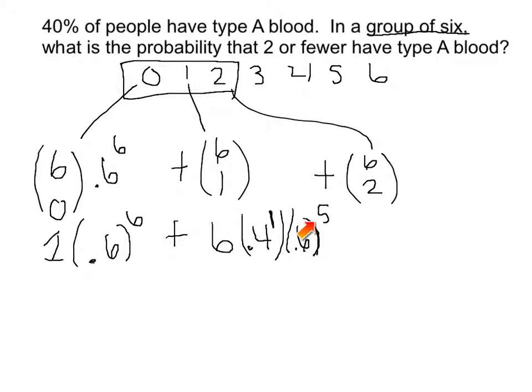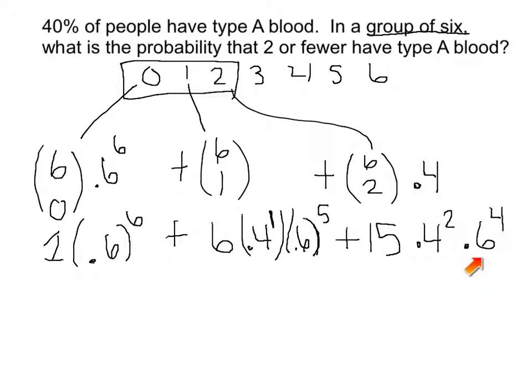Then as we continue, this next number, 6 choose 2, is 15. So there's 15 different ways that you can have 2 people have type A blood. So 0.4 squared, those are your 2 type A's, times 0.6 to the 4th. Again, notice this 2 and this 4 right here add up to 6 because it's the total number of people. There's your 2 that have type A. There's your 4 that don't have type A. And you're going to have to add all these up.